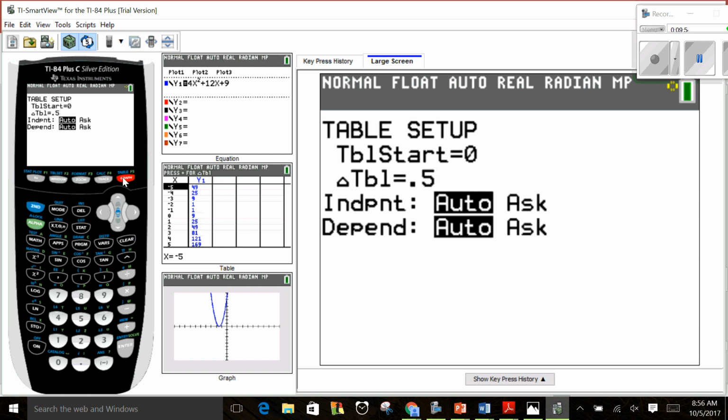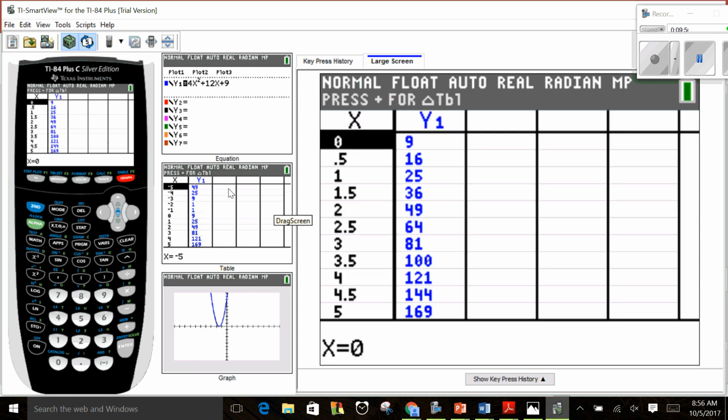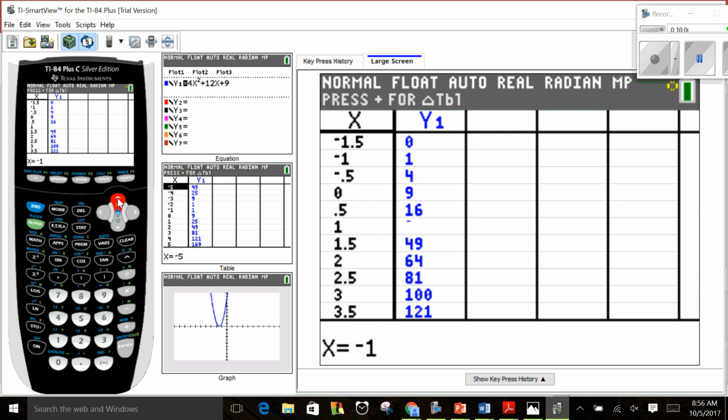So now let's return to our table, and we should be able to see our solution now. Remember what I'm looking for. I'm looking for when y equals 0. So as I scroll up here, there it is, negative 1.5, comma 0.